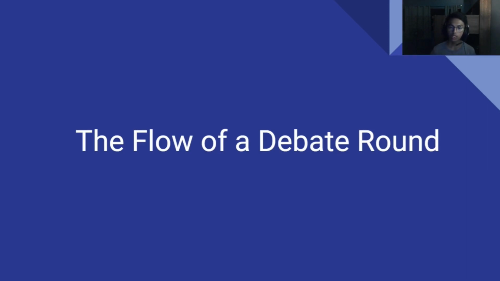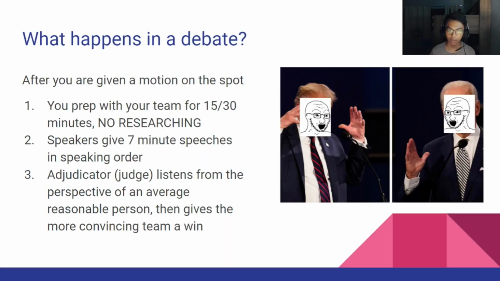So, what is the flow of a typical debate round? After you are given a motion, which mind you is on the spot, you're not allowed to research beforehand, you prepare with your team for 15 minutes for British parliamentary and 30 minutes for Asian parliamentary. Those are the two main debate formats. And again, no researching. Speakers then are given 7 minutes to deliver a speech, and there's a speaking order. So depending on the position you choose to speak, same as all games, Ultimate Frisbee has positions, basketball has positions. So does debate, because debate's definitely a sport.